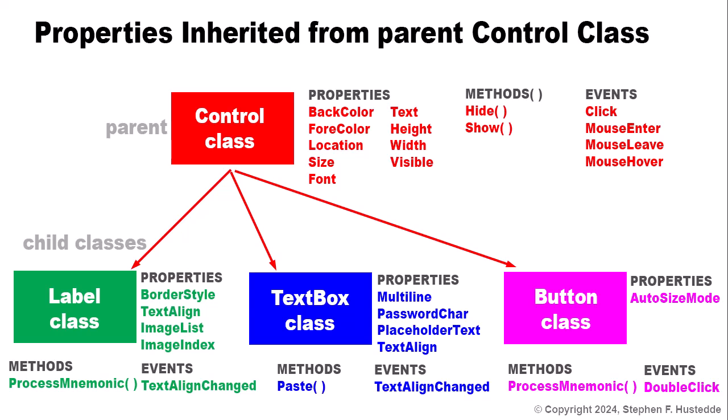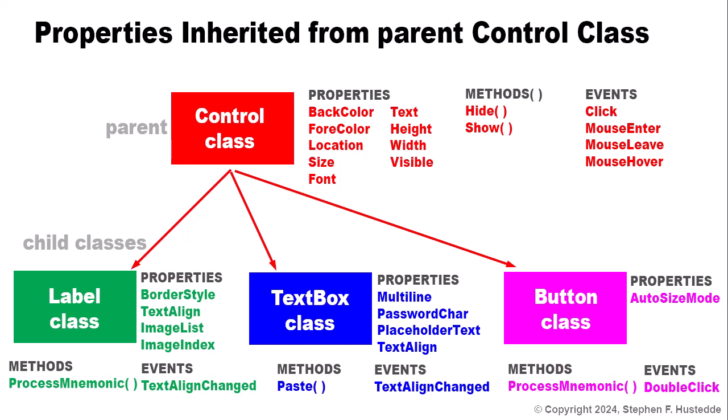In the text box, we had a property for multi-line that didn't exist in the label class and doesn't exist in the button class because it's not part of the control class. We also saw a password char property, placeholder text, and text align there as well. For the button class, there's an auto size mode property.